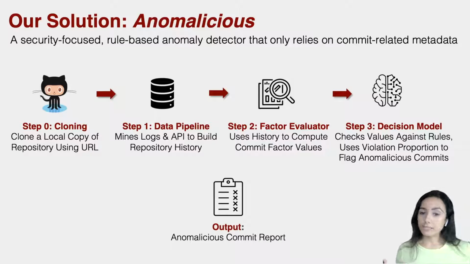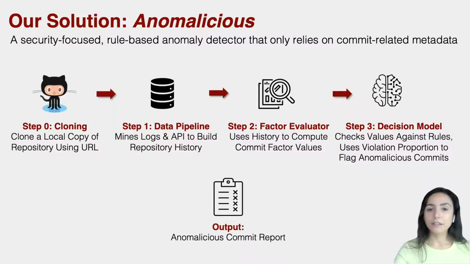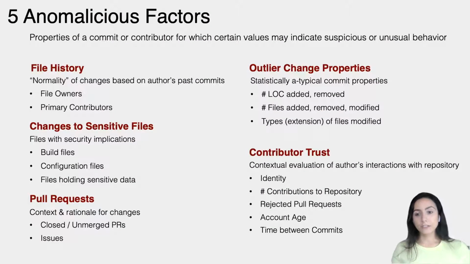The output of this process is a very descriptive anomalicious commit report that describes all of the rules that were broken and a bunch of other contextual information that allows a maintainer to make a quick and informed decision about any actions that may or may not need to be taken. We consider 5 factors in our decision model, and these are essentially properties for security related attributes that with certain values may or may not be suspicious.